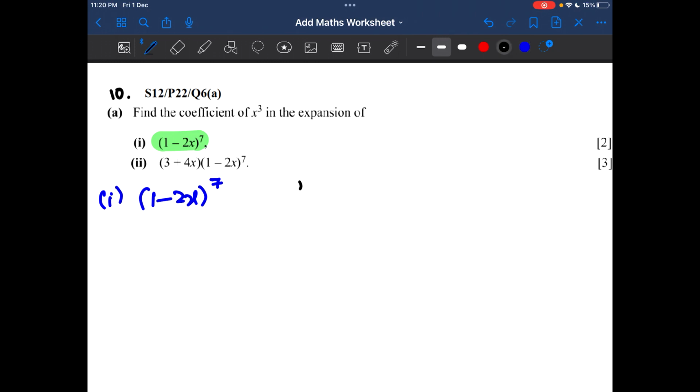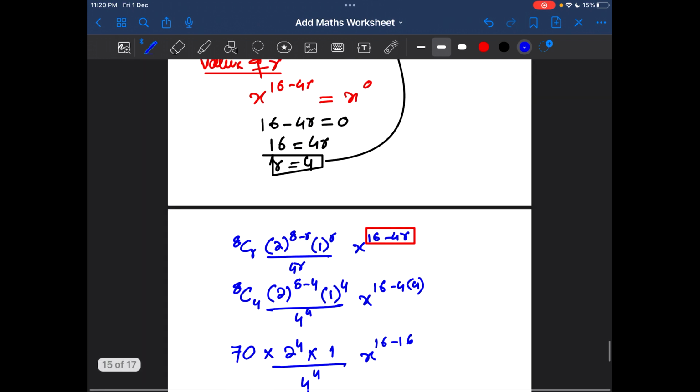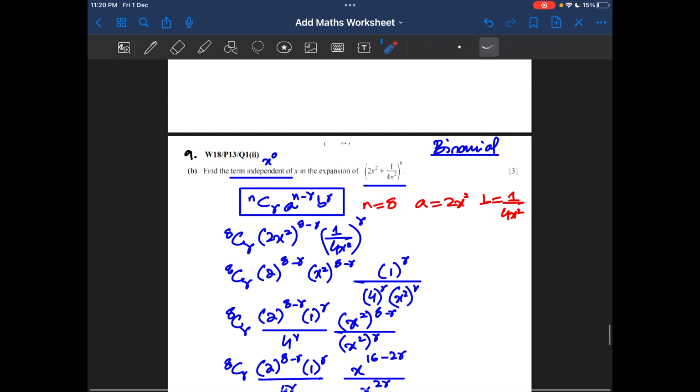We know the formula nCr, a power n minus r, b power r. So according to this, we need the value of n, which is 7. We need the value of a, which is 1. We need the value of b, which is minus 2x. Now, what is the value of r? Since we don't know which term has x cube over here, similarly in this question as well, we don't know which term has x power 0. That's why we don't know the value of r.